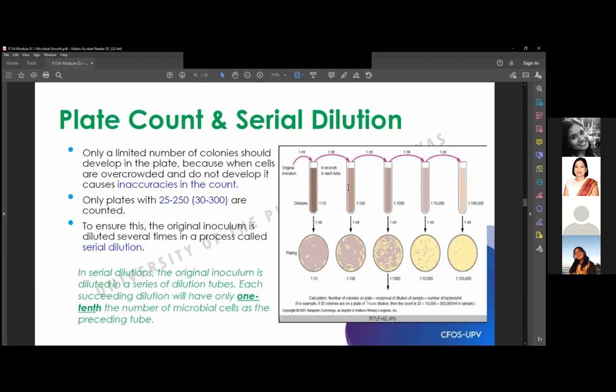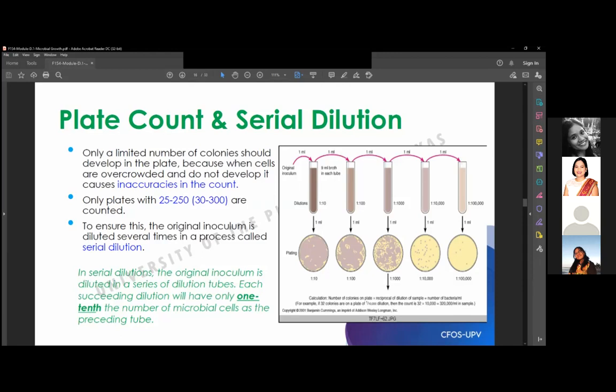So lahat ng tubes na to initially contains 9 ml na media, for example, or broth. All right. So you take 1 ml from your first tube and then you transfer it to your second tube. You shake well your second tube, take another 1 ml, you transfer it to the third tube, and so on until you reach a point na diluted na yung sample.